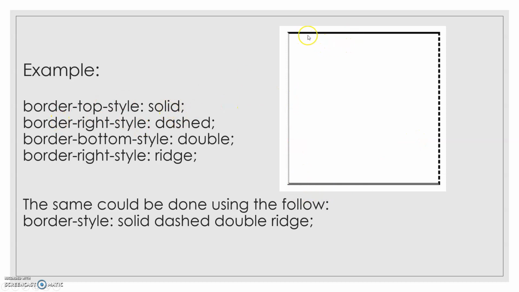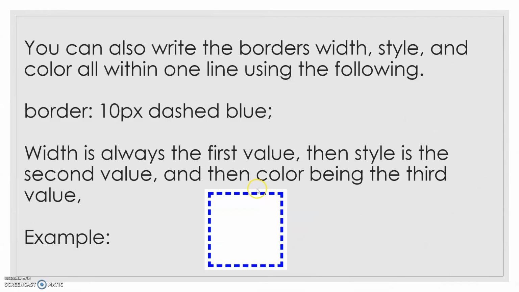So for my top one, I used the solid. On the right hand side, I did the dashed. The bottom side, I did the double. And on the left hand side here, I did the ridge. And then you could also do the same exact thing by having it on the same line using the border style, solid, dashed, double, and ridge, just back to back like that.